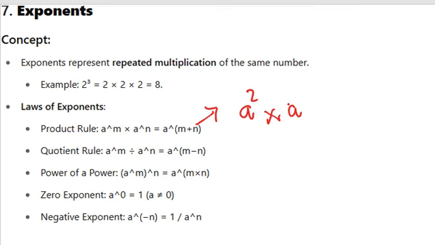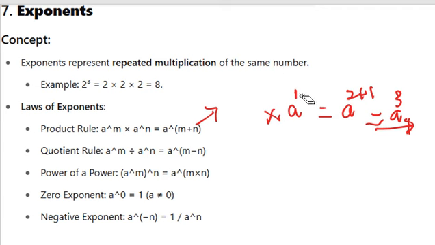So this variable has exponent 1. To multiply this, it should be 2 plus 1. You can take one base and add the exponent, and it's going to be 3 there, a to the power of 3.